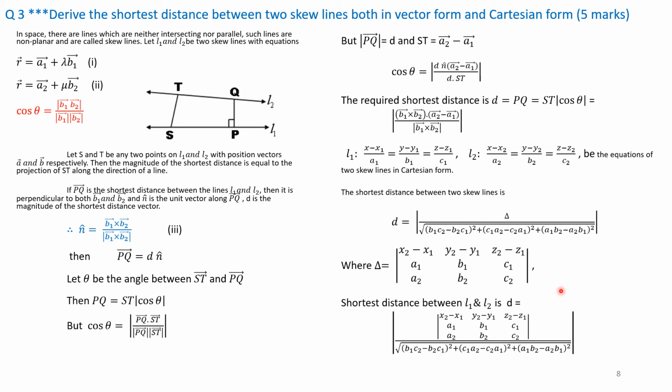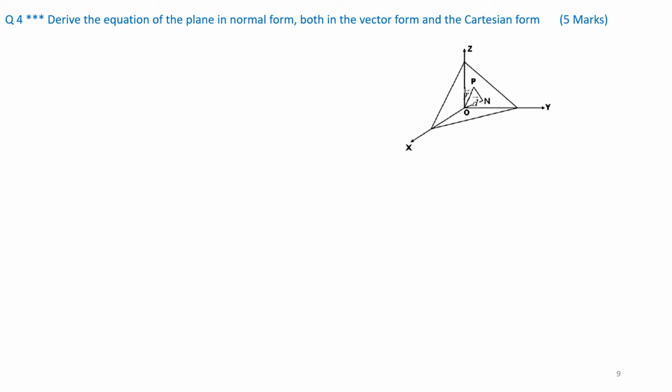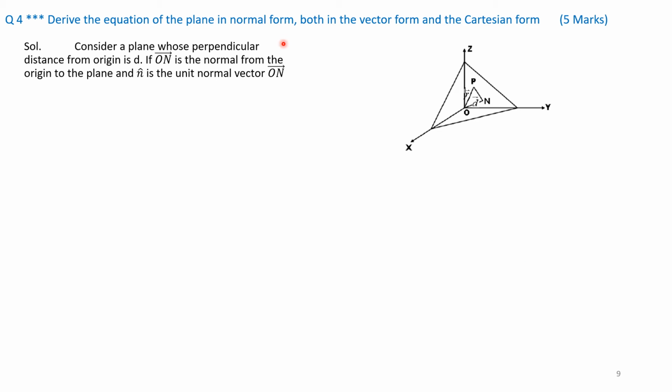Now let us take the next problem. Derive the equation of plane in the normal form, both in the vector form and Cartesian form. Therefore consider a plane whose perpendicular distance from the origin is d. See the figure here. You have to write the diagram. If you don't write the diagram, you will not get any marks. So please write the diagram.